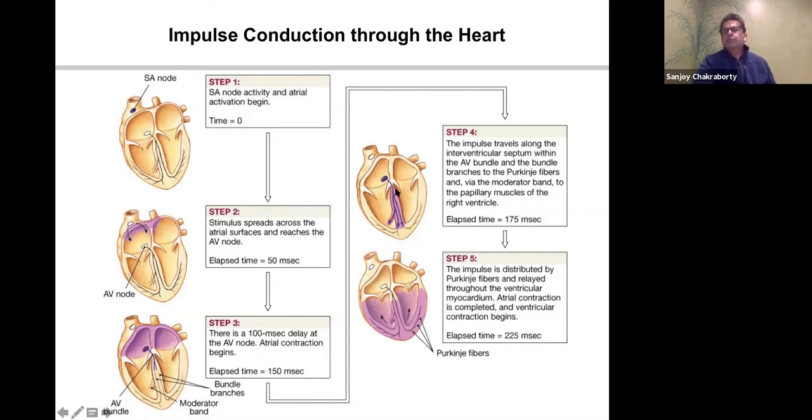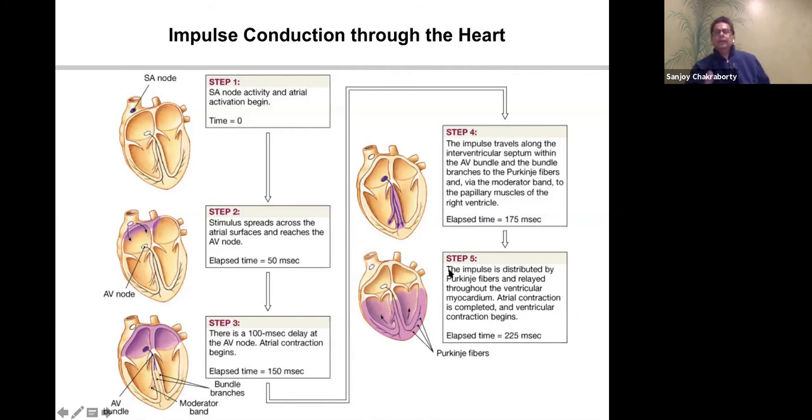Then the remaining is very simple. They go through the bundle. There are two branches. One goes to the right side, we call the right bundle branch, and the other goes to the left side, and then they go through the Purkinje fibers. The entire ventricle now depolarizes. So once the ventricle depolarizes, the ventricle undergoes systole, meaning the ventricle will contract, and the blood will go to the corresponding vessel. When the right ventricle contracts, the blood goes into the pulmonary trunk. When the left ventricle contracts, the blood goes into the aorta, because these valves are closed.